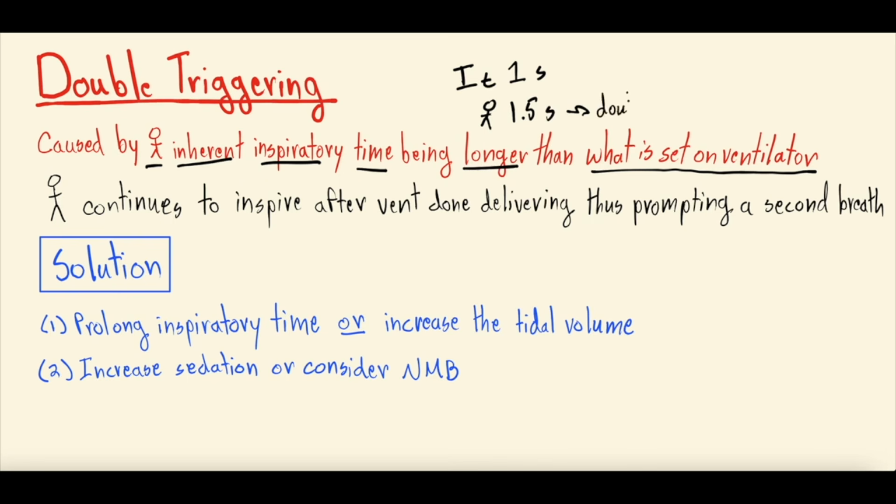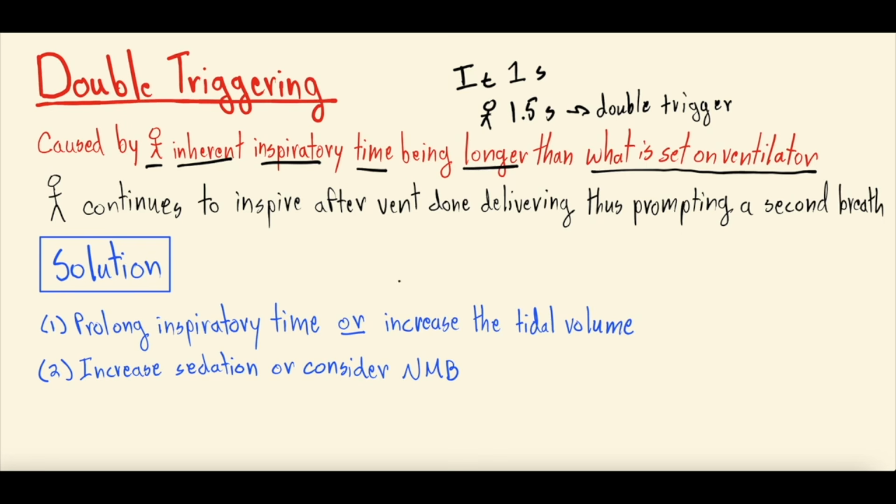That is where you start to get double triggering, because the ventilator stops the inspiratory flow after 1 second, but the patient is still inspiring for 0.5 more seconds. So then the ventilator senses that, thinks it's a separate additional breath, and gives another breath. So the patient continues to inspire after the vent is done delivering, thus prompting a second breath.